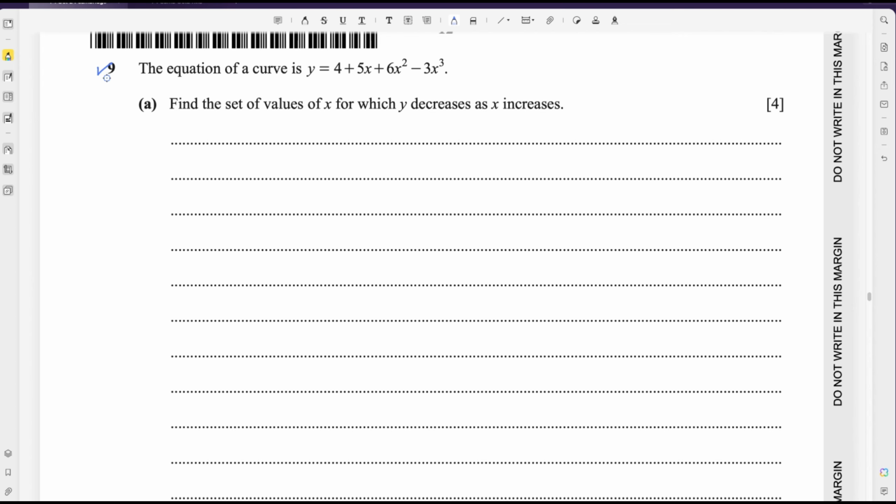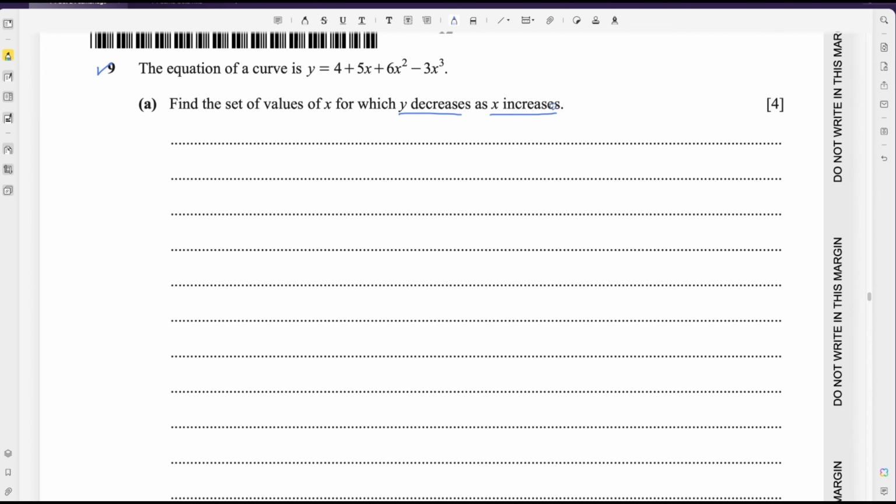Now I will answer your question number 9 from the Cambridge International A-Level exam for Pure Math 1. This exam was taken in the October-November session, year 2024. Paper reference code is 9709/11. The equation of the curve is y equals 4 plus 5x plus 6x squared minus 3x cubed. Find the set of values of x for which y decreases as x increases.